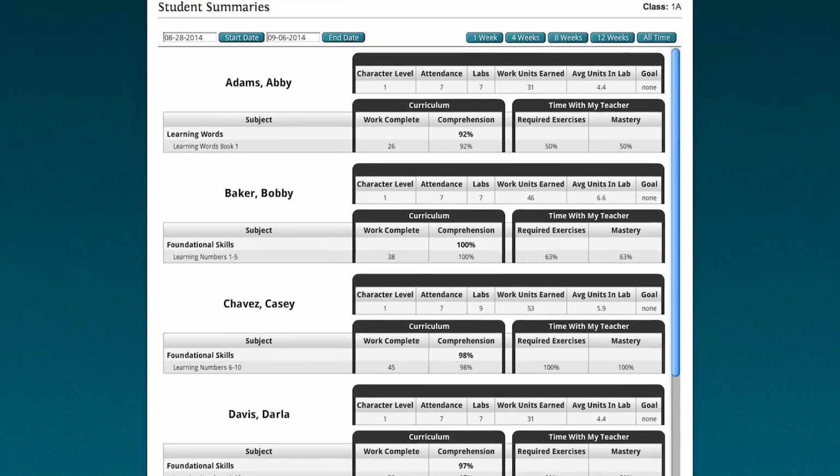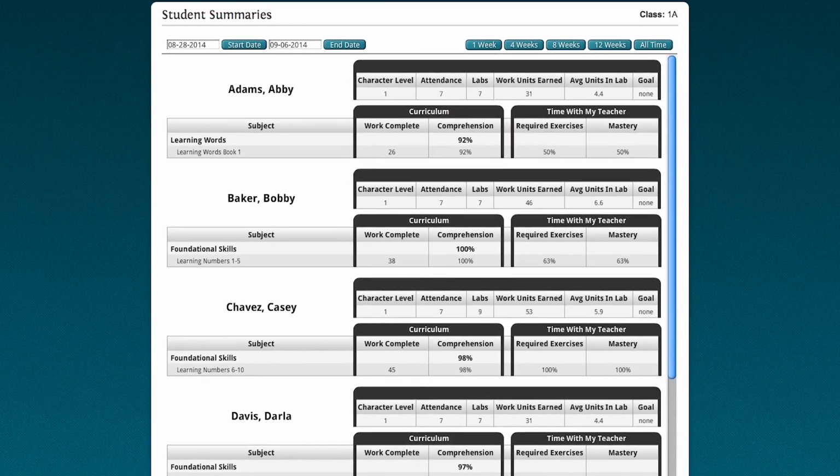Now these are set up for instructional purposes, and we just wanted to be able to show you a typical student. So it gives you a record of the student's growth and mastery level. And for the administrator, it gives an indication of exactly what the teacher is doing during her time with my teacher.